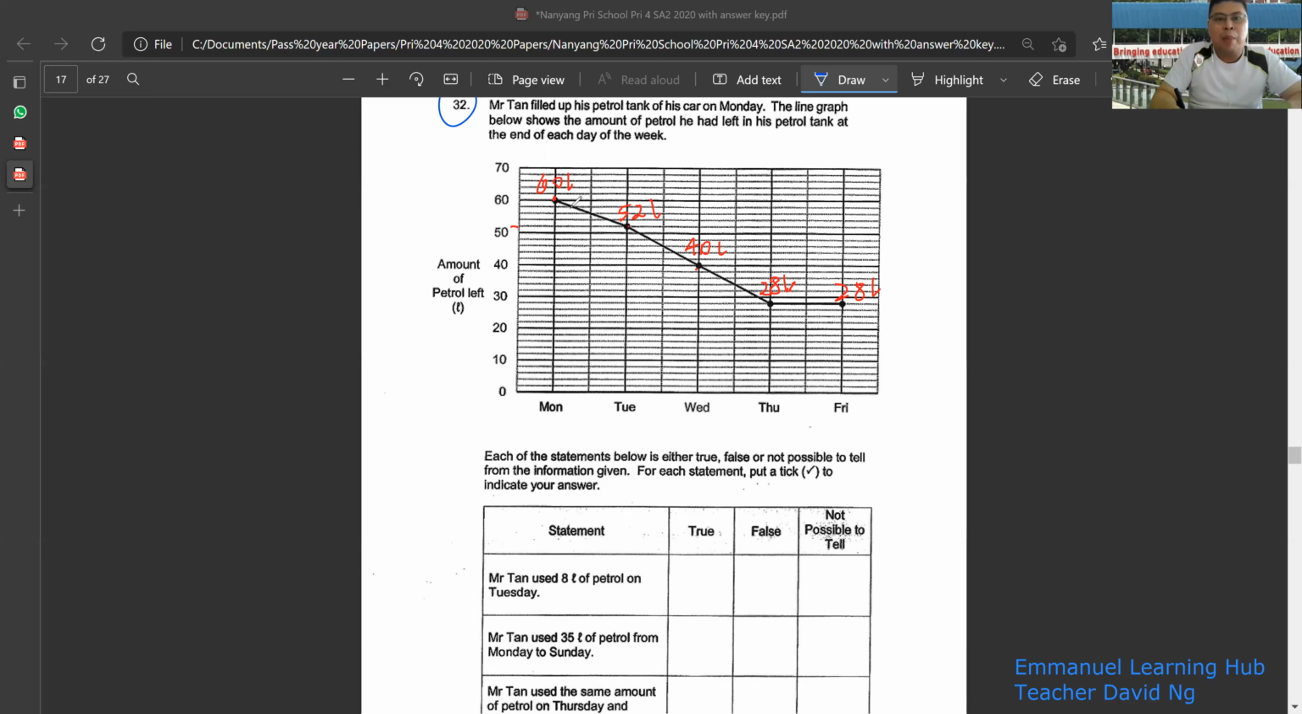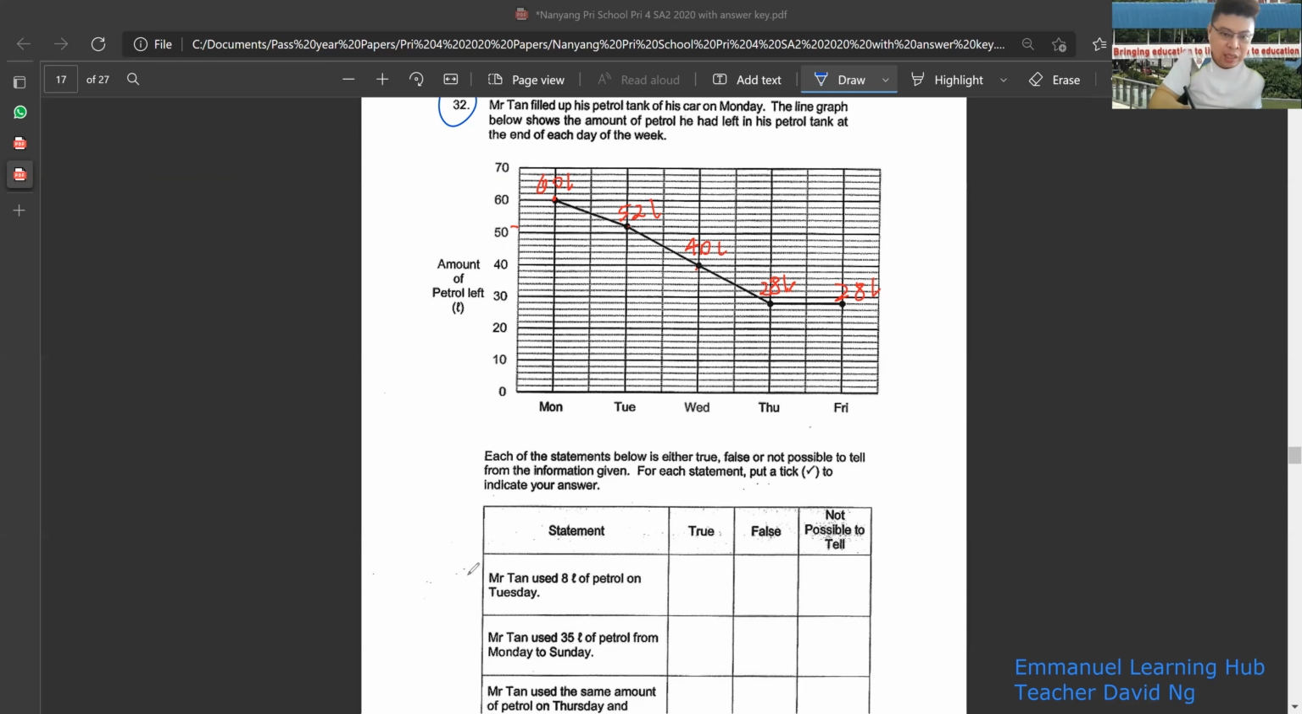Okay, these are all the amounts of petrol left in the tank at the end of each day. That means at the end of Monday, he has 60 liters left. At the end of Tuesday, he has 52 liters left. At the end of Wednesday, he has 40 liters left, and so on. So based on this information, let's determine whether each statement is true, false, or not possible to tell.